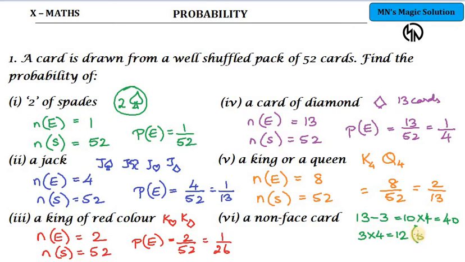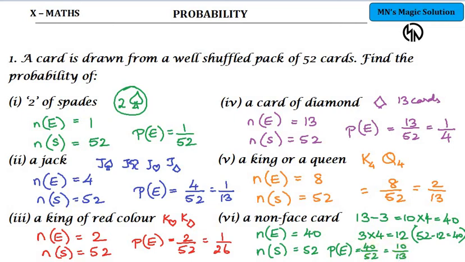And out of the 52, if you subtract this 12, then as well you get 40 to be the non-face cards. So the number of favorable outcomes is equal to 40, that is the non-face cards, and the total sample space is 52. So the probability of the event is equal to 40 by 52, or you can say 10 by 13.